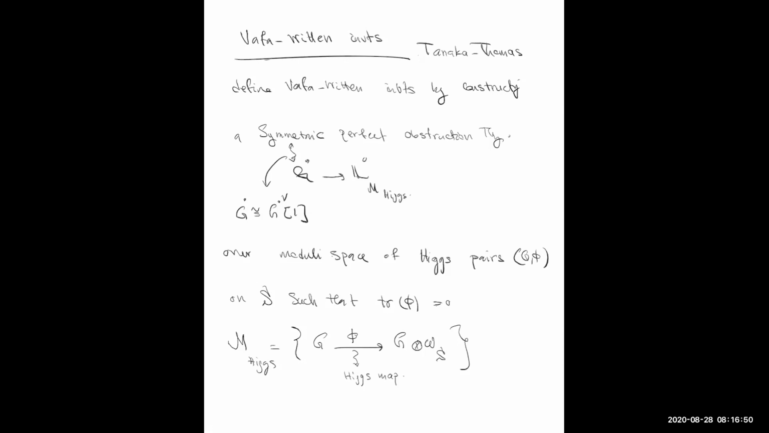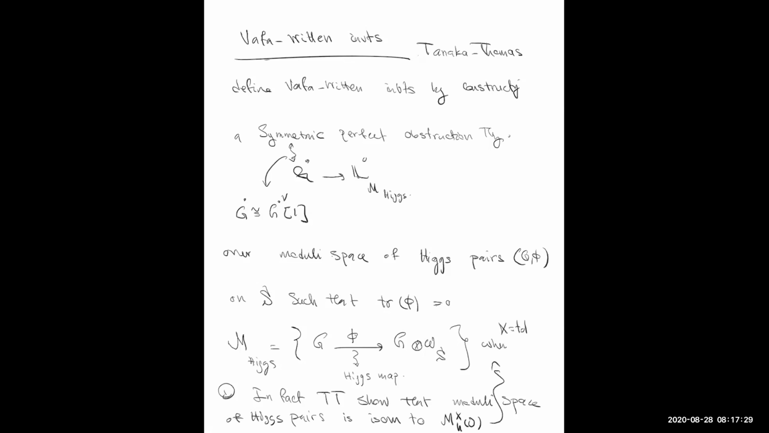Okay, so now some facts. Fact one: Tanaka-Thomas show that the moduli space of Higgs pairs is isomorphic to the moduli space that we have been talking about, M^X_{h,nu}, when X is equal to the total space of the canonical bundle of the surface. This is interesting. Our moduli spaces are isomorphic to each other. On one hand, we have torsion sheaves supported on a complex surface in a non-compact threefold. On the other hand, we have Higgs pairs on the underlying surface, and these two moduli spaces are related to each other, and in fact isomorphic.